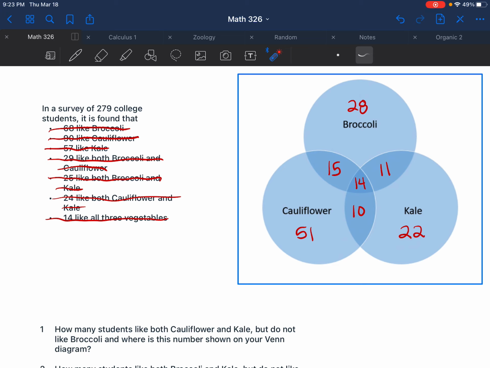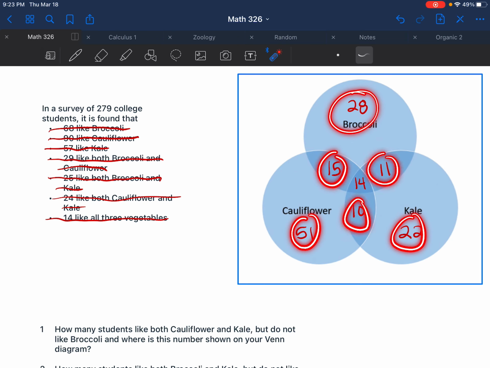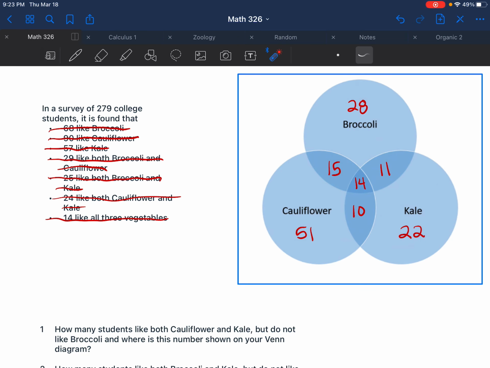vegetables. And so we add up 28, 51, 22, 15, 11, 10, and 14. And then we subtract it from 279 to get everybody else that participated in the survey but didn't like any of the vegetables on here. And if we do that, we get 128 people. So that is our completely filled Venn diagram.